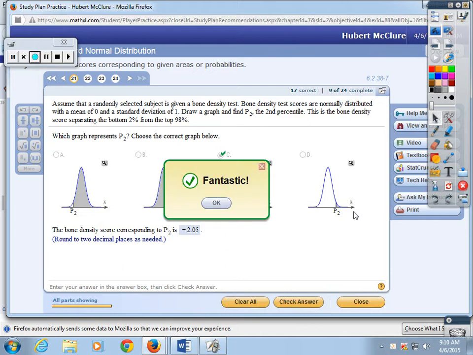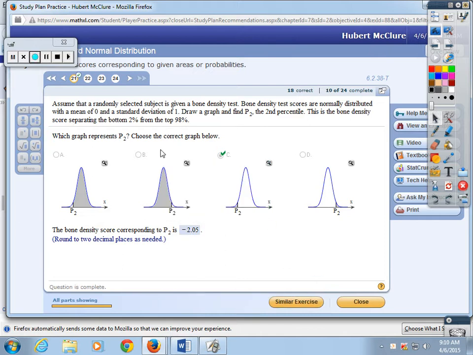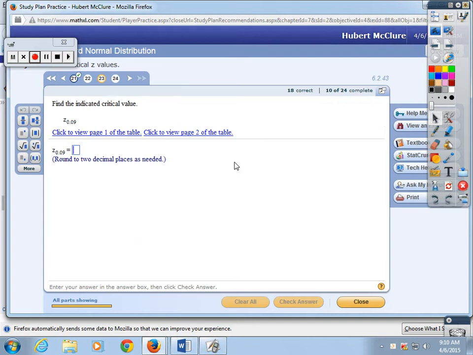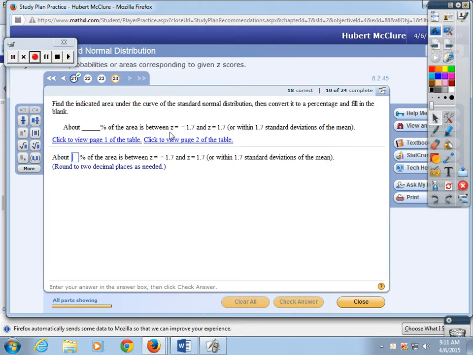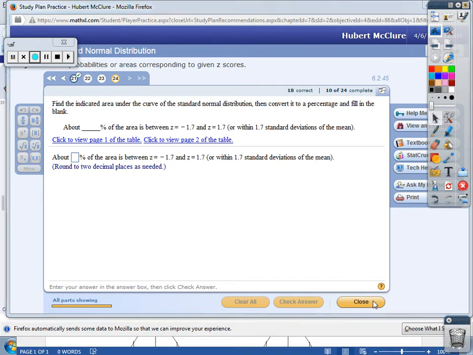And you feel good about yourself. What does this one say? 0.0900. And you find that one. And they're asking for the percent of the area. So they're finding between negative 1.7 and 1.7. I'm going to let y'all do that one. I want to move on to the next chapter, section.